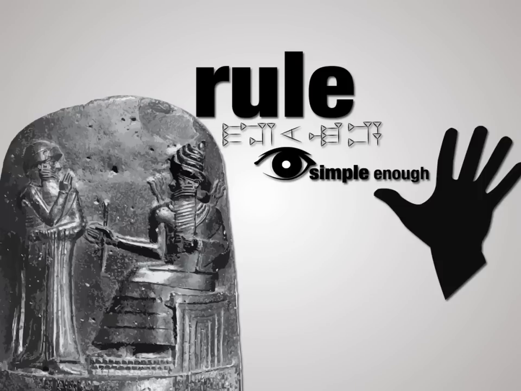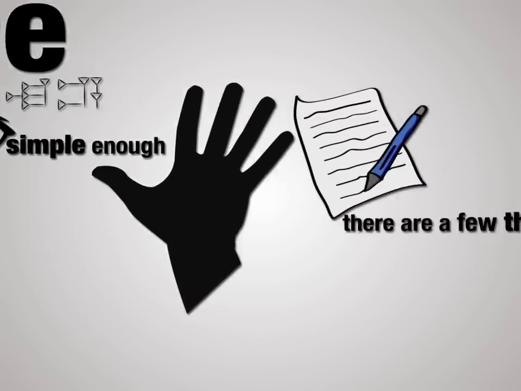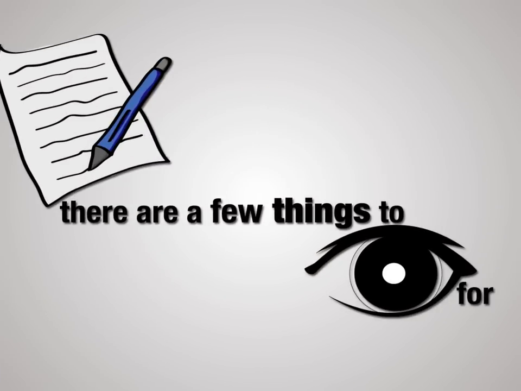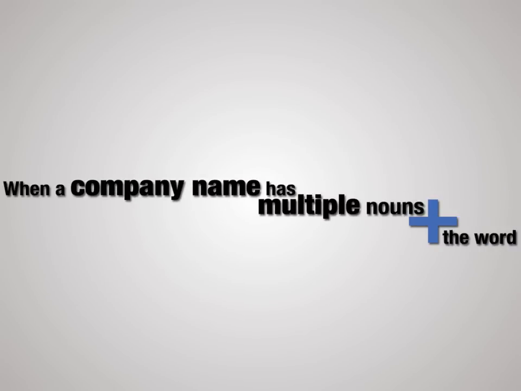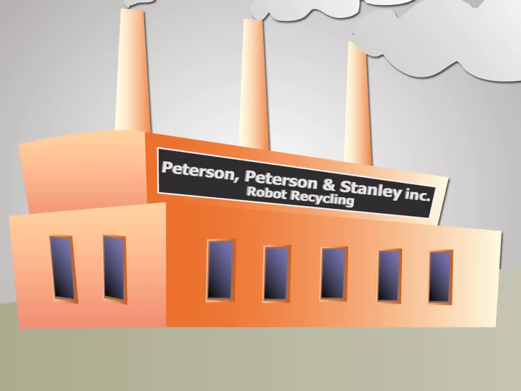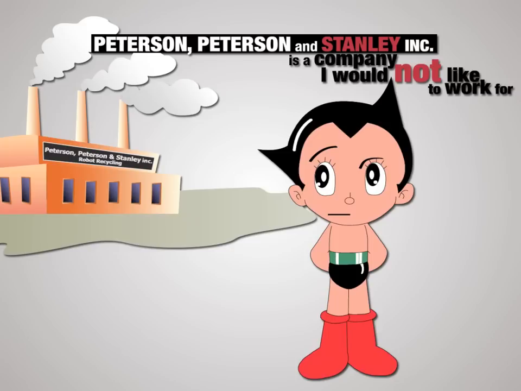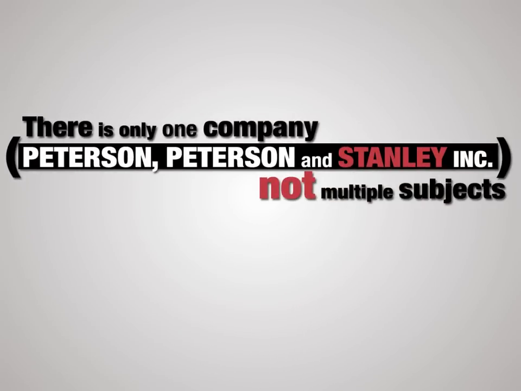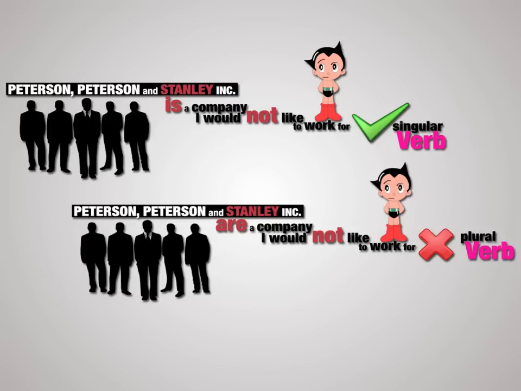Although this rule looks simple enough offhand, note that there are a few things to watch for. When a company name has multiple nouns and the word and, it is still one company and is therefore not a compound subject. In the example shown, Peterson, Peterson and Stanley Incorporated is a company I would not like to work for. There is only one company and not multiple subjects, so the singular verb is used, as opposed to the plural verb are.